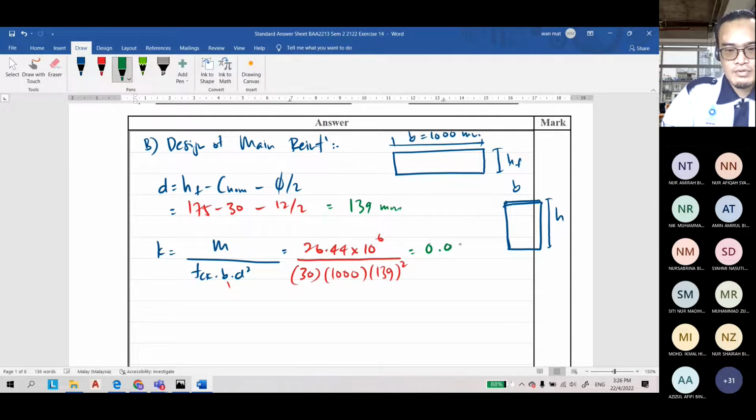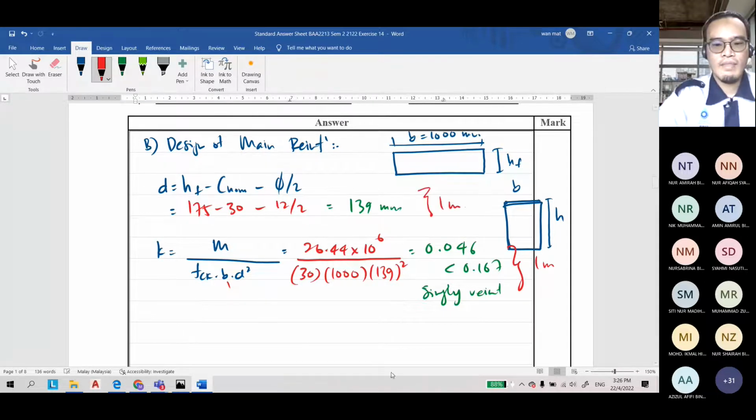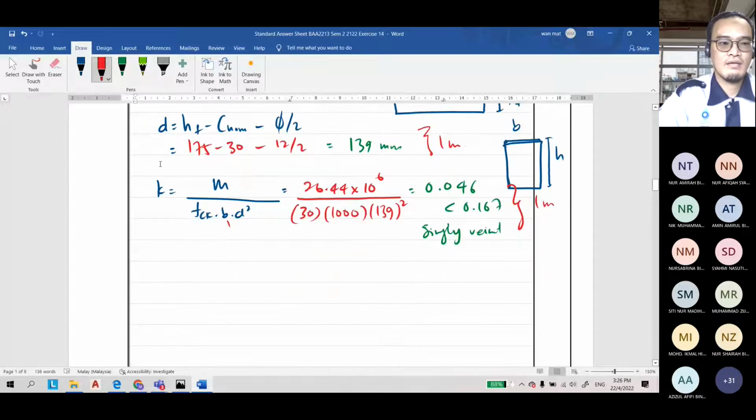0.046. Okay, lesser than 0.167. So this is singly reinforced. You write down the conclusion. So this one, another 1 mark. This one, another 1 mark. Okay, usually.